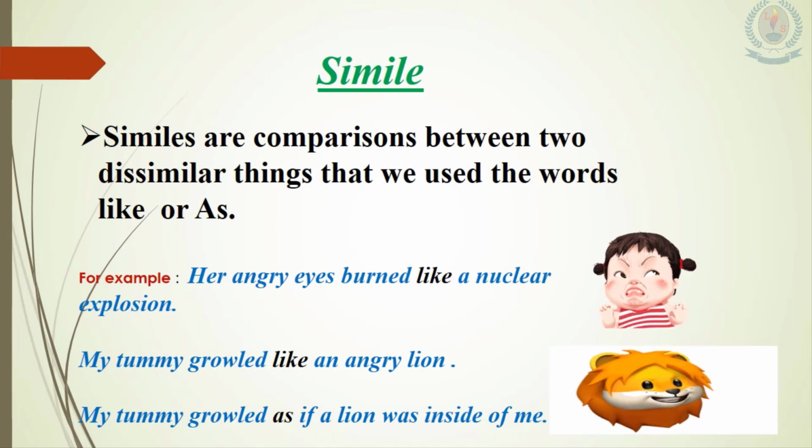Simile. Similes are comparisons between two dissimilar things that use the words like or as. Now here I have given you some examples. Angry eyes and nuclear explosion. Now these are two things. First of all, you can see they are dissimilar, not similar. So the girl's eyes were compared to a nuclear explosion. So that is called a simile.